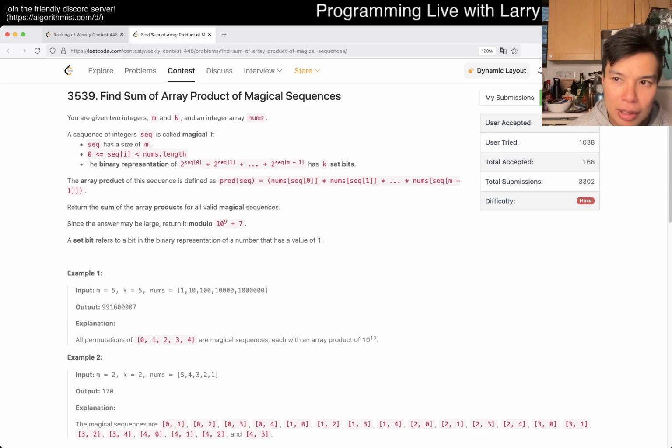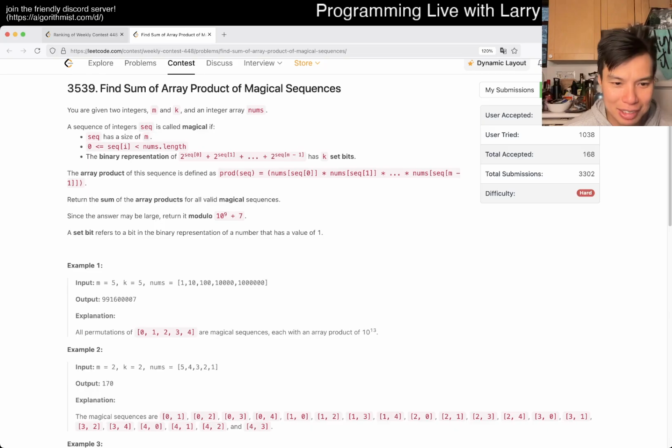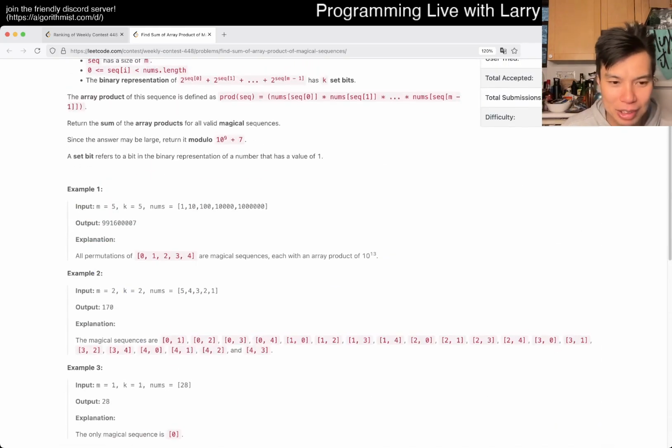It's magical if it has a length of m. Sequence of I is okay. That's a little bit weird, but it just means that its binary representation has k set bits. Still don't understand what this is going. Okay, fine. It's just hard to even read in general. Okay, the array product of this is you go to product. Okay, I have no idea what this problem is even asking. It's just so hard to read.